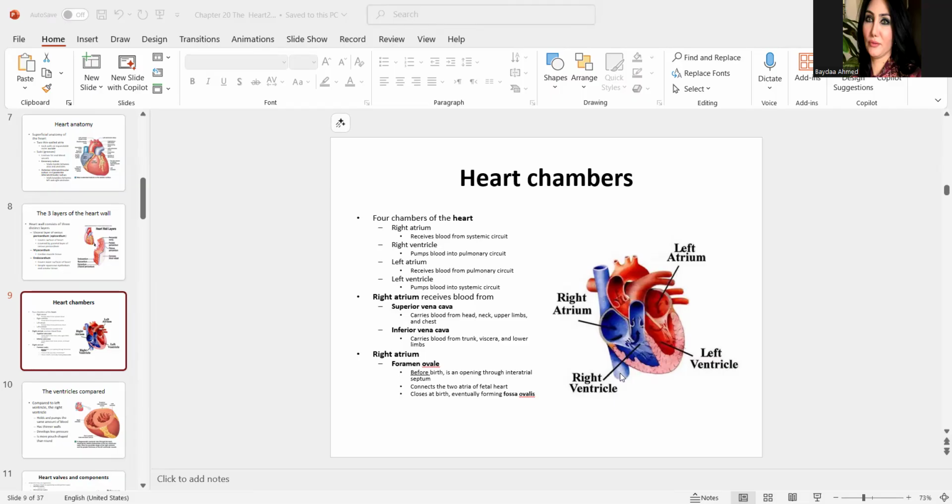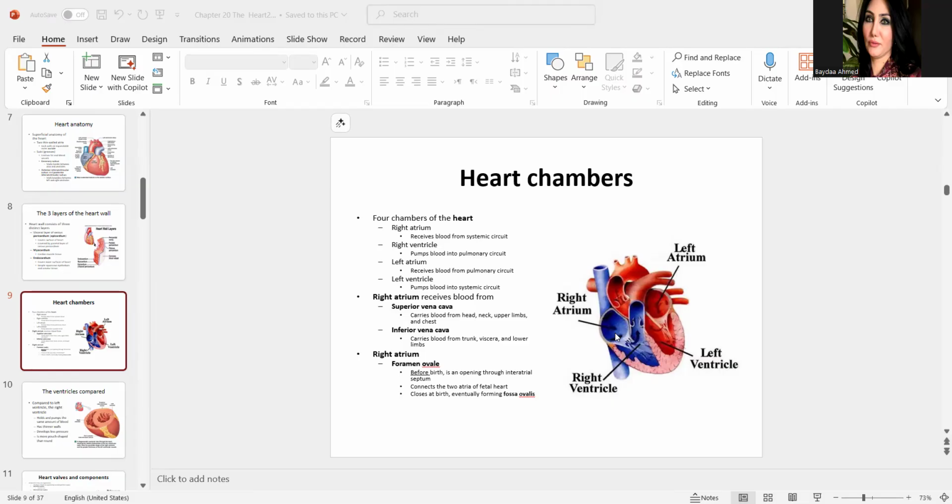The inferior vena cava opens into the posterior and inferior portion of the right atrium. It carries blood to the right atrium from the rest of the trunk, viscera, and lower limbs. And note that there are no valves between the vena cava and the right atrium.